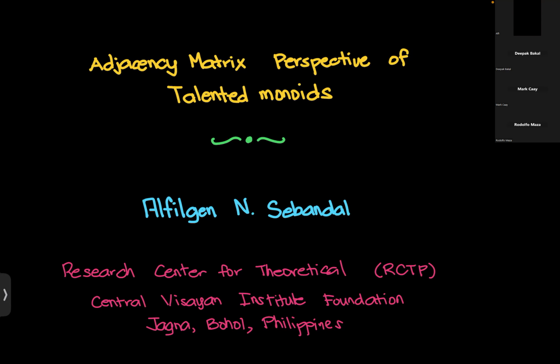Okay, so now I will assume that some of you might not have been here earlier, which means I'll be defining some terms again. But of course, it's a research talk, so it's not as detailed as earlier, because we had an introductory lecture on graph and talented monoids. So my talk is on the adjacency matrix perspective of talented monoids.